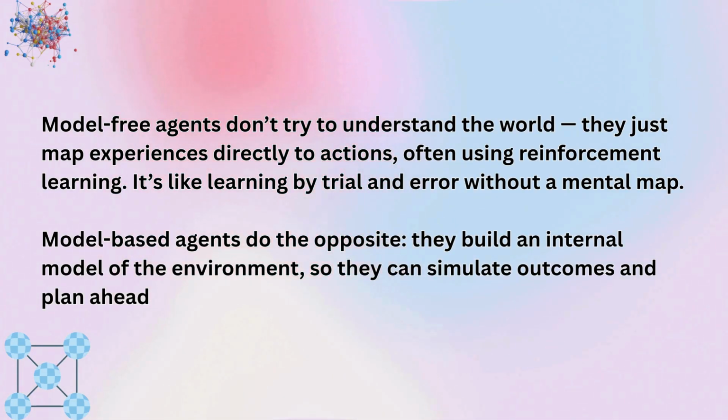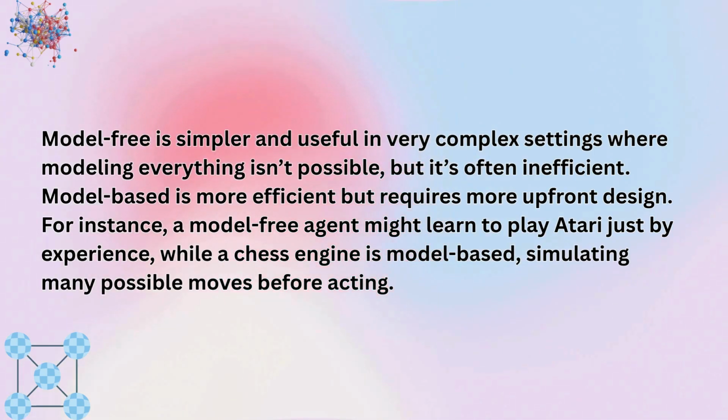Compare model-free versus model-based agents. Model-free agents don't try to understand the world. They just map experiences directly to actions, often using reinforcement learning. It's like learning by trial and error without a mental map. Model-based agents do the opposite. They build an internal model of the environment so they can simulate outcomes and plan ahead. Model-free is simpler and useful in very complex settings where modeling everything is impossible, but it's often inefficient. Model-based is more efficient, but requires more upfront design. For instance, a model-free agent might learn to play Atari just by experience, while a chess engine is model-based, simulating many possible moves before acting.